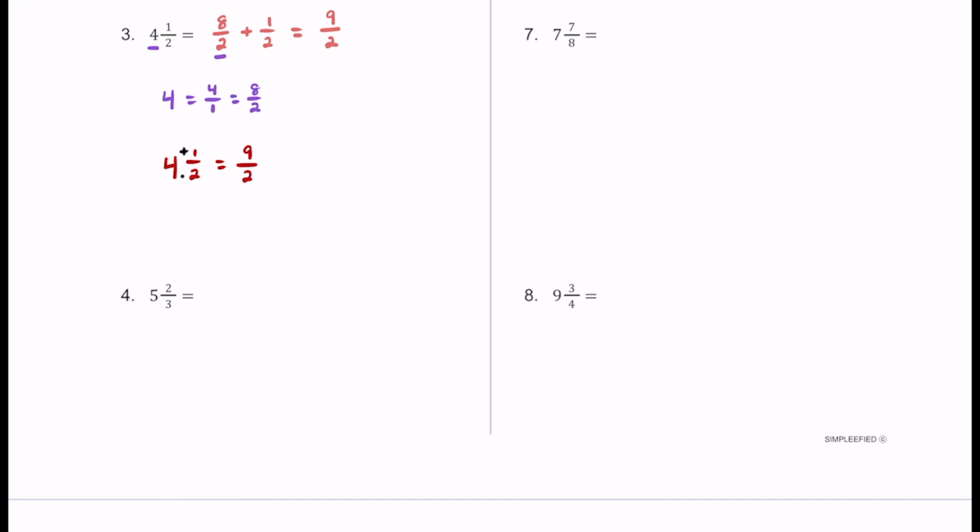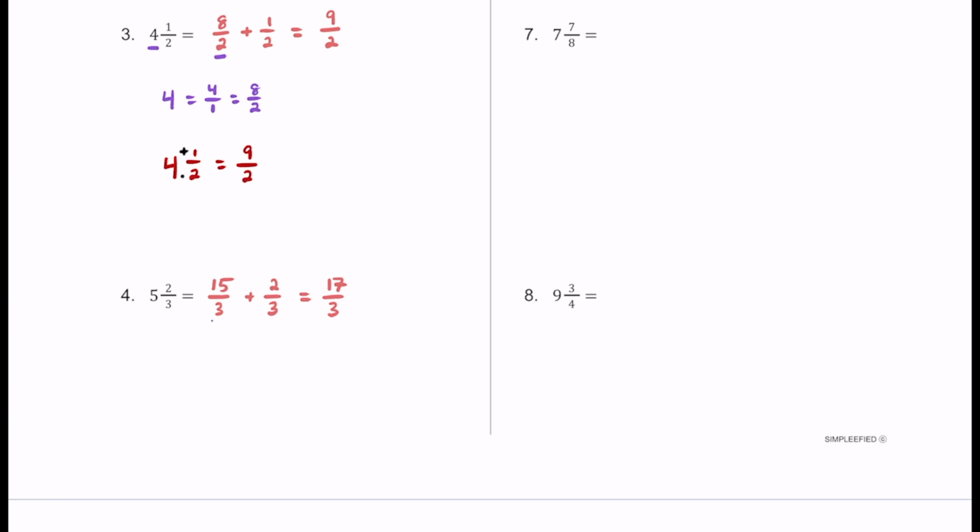Okay. Moving on to number 4. For number 4, we have 5 and 2/3. Now, 5 is the same thing as 15 over 3, right? So we can write that as 15 over 3 plus 2 over 3. Okay, so 15/3 plus 2/3, that's going to equal a total of 17/3.